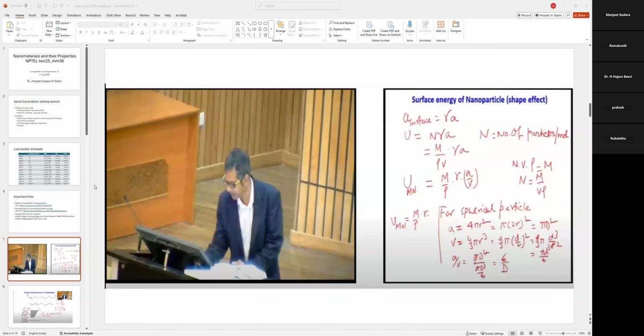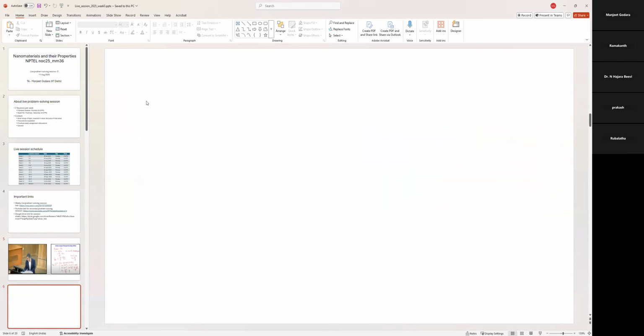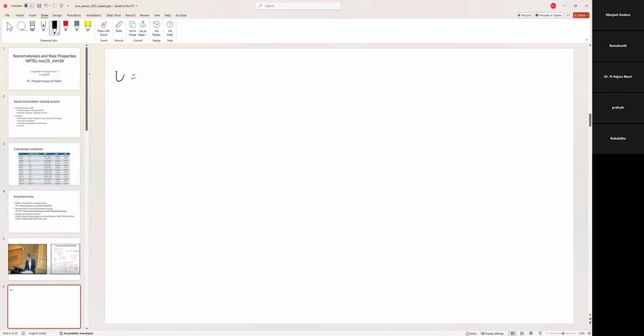For example, in the formula derived in class, U is your total surface energy, which is gamma times A. And for a surface, if you are breaking n number of bonds, the total energy becomes n times gamma times A. Gamma is the surface energy, A is the surface area.